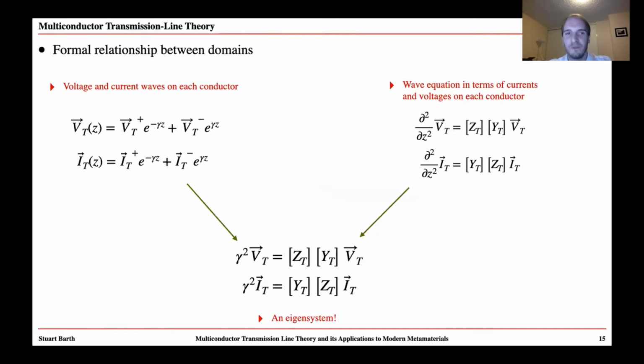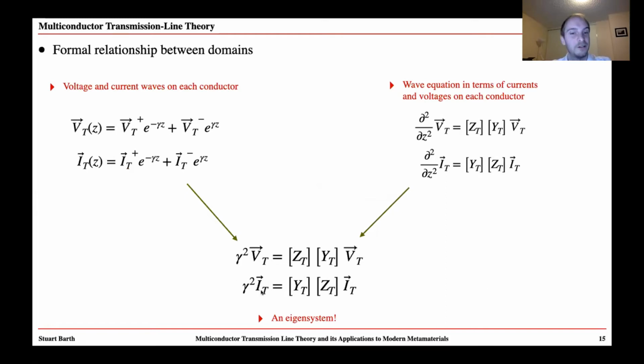So there's actually a formalism for relating the two different domains. And we can derive this analytically. I've gone through it in summary here. So to start with, if we have on the top left the voltage and current waves on each conductor described in the terminal domain, and we combine this with the wave equations that we've derived previously from the vector form of the telegrapher equations, that's on the right-hand side, we end up with the equations on the bottom.